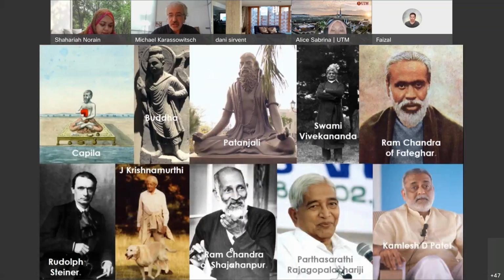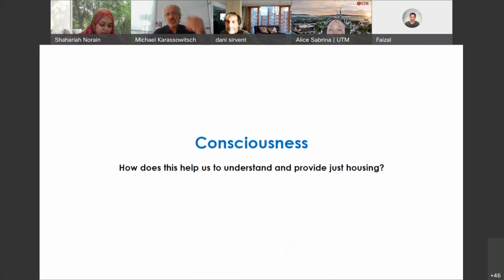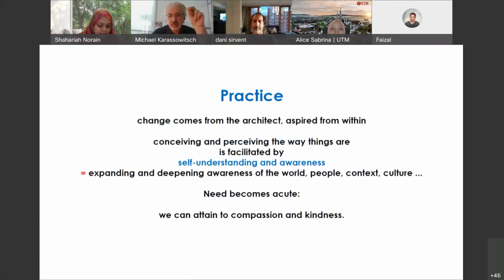So these practices are there and they can be taken up. Returning to the theme, how does this idea of consciousness in architecture help us to understand and provide just housing? Change, I would say, in practice, comes from the architect, aspired from within. If we improve ourselves, we change our conceiving and perceiving of the way things are through our self-understanding and awareness. That means expanding and deepening the awareness of our world and the people and the context and the culture. This need becomes acute when you recognize it within yourself, and that actually becomes a driving force for the outside world.